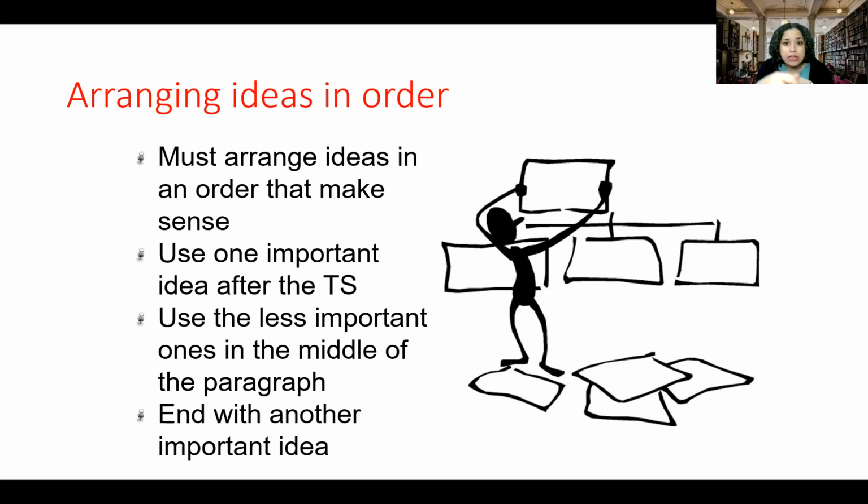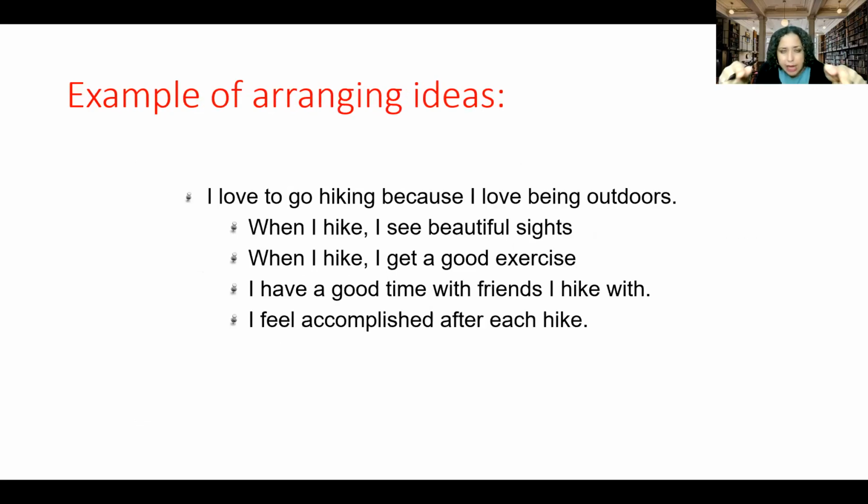You must arrange the ideas in an order that makes sense. Use one important idea after the topic sentence. Use the less important ones in the middle of the paragraph. And finish up with another important idea. For example, I have an example here. I'm going to be putting these ideas in order. I love to go hiking because I love being outdoors. It's the same ideas that we had before after the brainstorming, but taking out the one that is contradicted. So now we are just left with the ones that talk about the love for hiking.